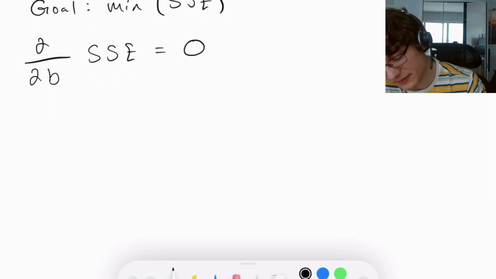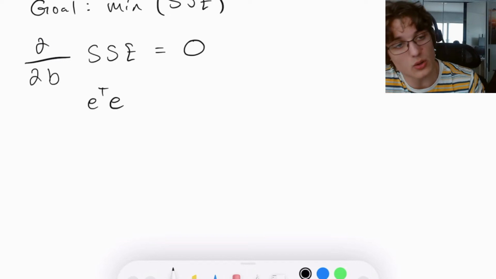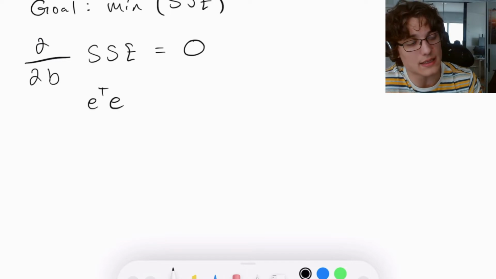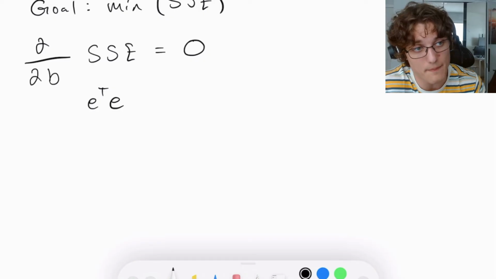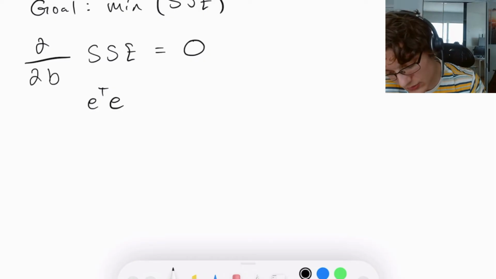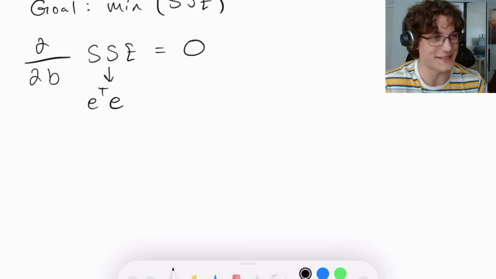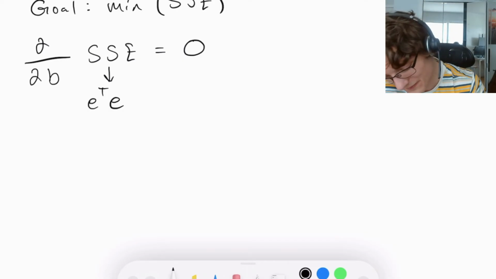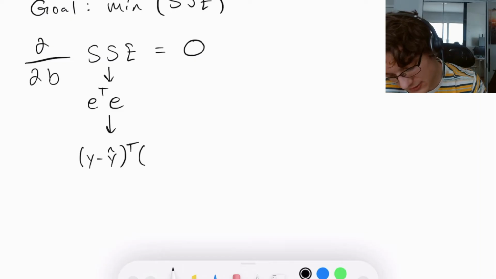So we know the sum of squared error is equal to E transpose E, but we also know that E is equal to Y minus Y hat. So I'm going to, without rewriting the partial derivative equals 0, just keep passing down until we run out of things that we know we can substitute in for. So we know the sum of squared error is E transpose E. Thus, we also know that it is Y minus Y hat transpose Y minus Y hat.